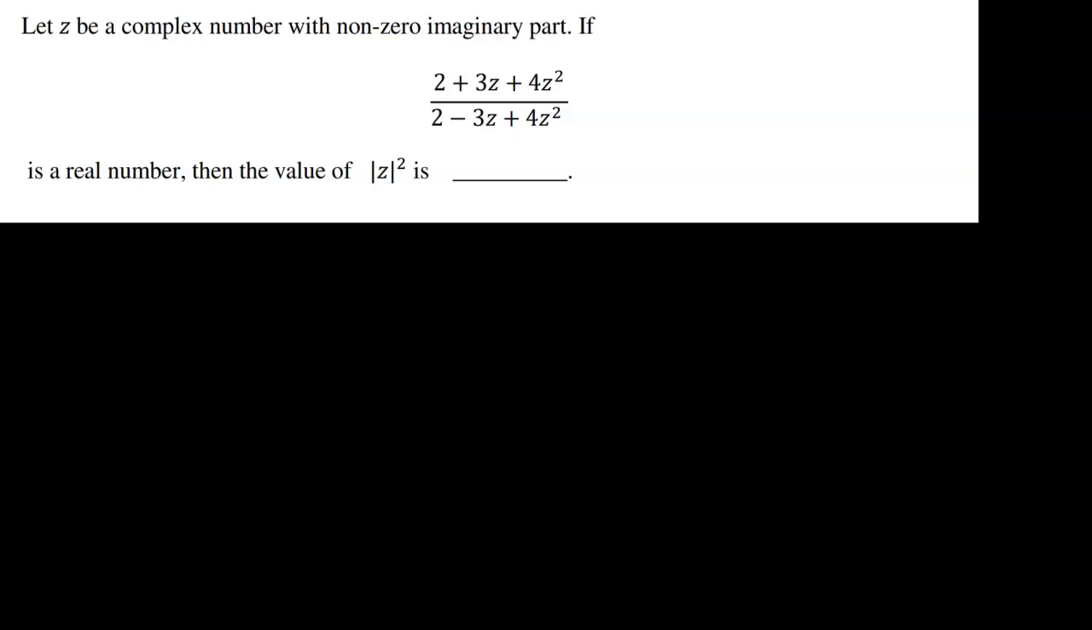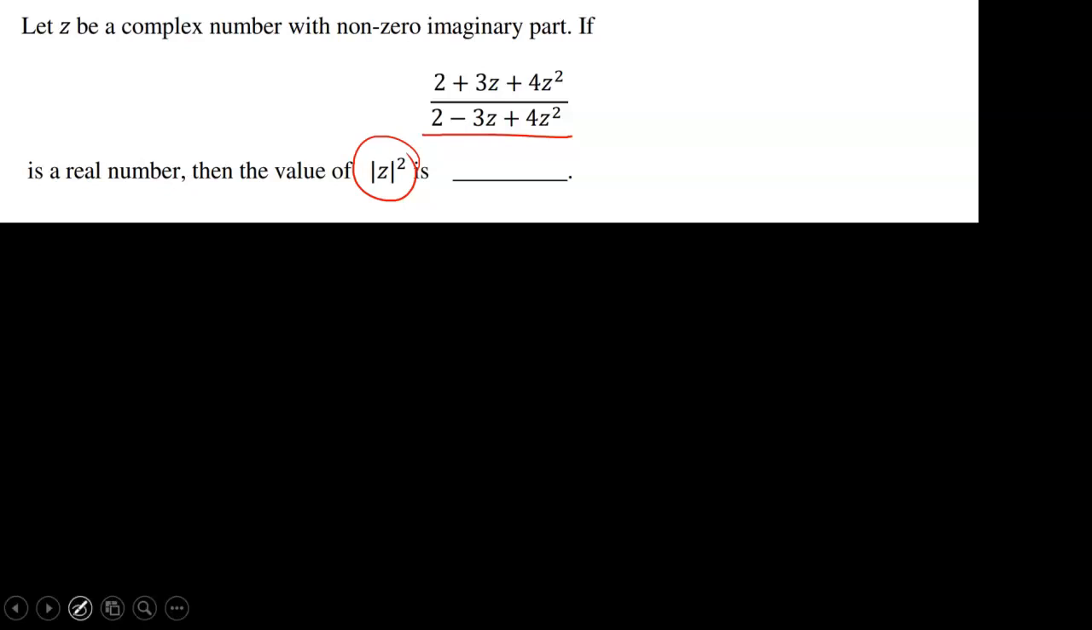Let z be a complex number with non-zero imaginary part. It means that z has finite real part and finite imaginary part. If this function is a real number, then what is the value of mod z square?